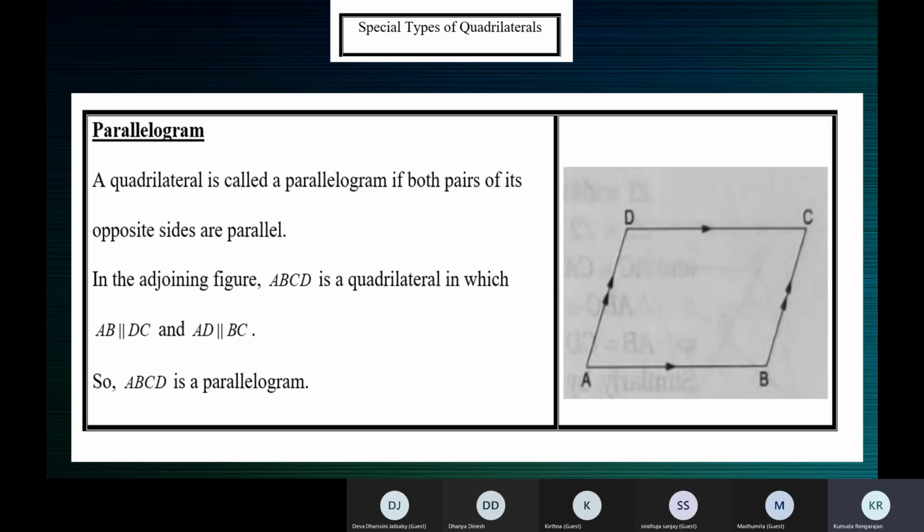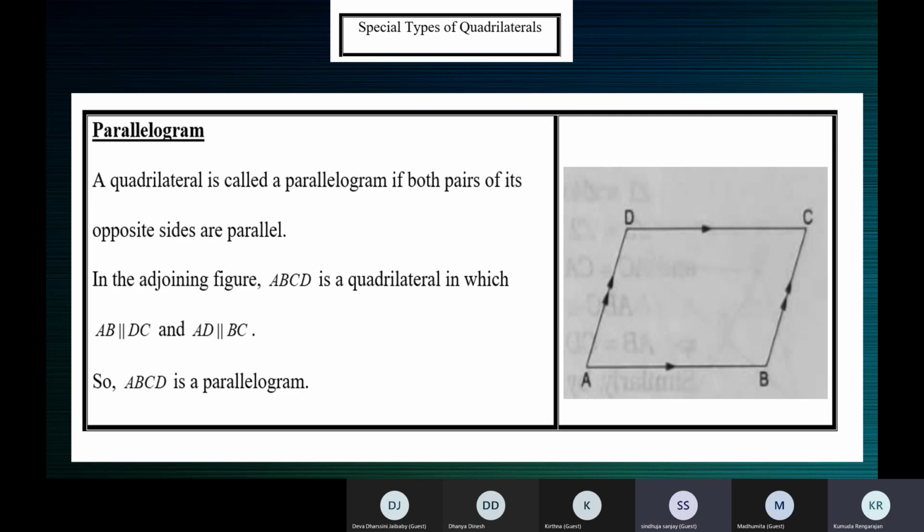So how many pairs of adjacent angles in a parallelogram? 4, ma'am. We have 4 pairs of adjacent angles: A and B, B and C, C and D, A and D. How many pairs of opposite angles do we have? 2, ma'am. Which are they? A and C, B and D, ma'am.